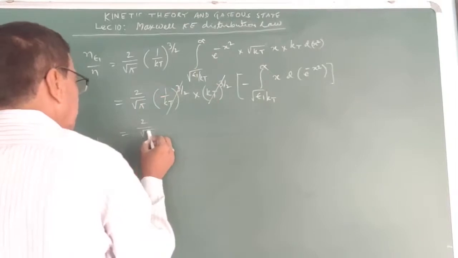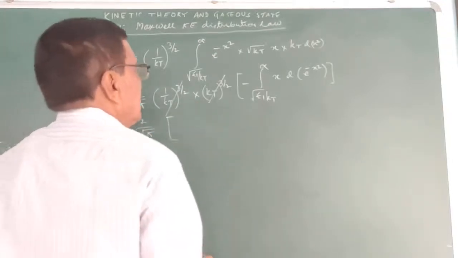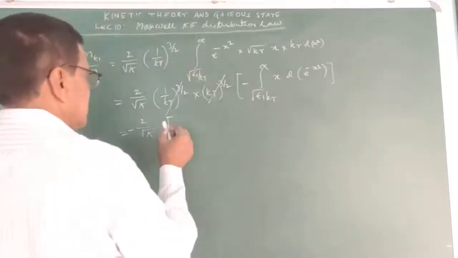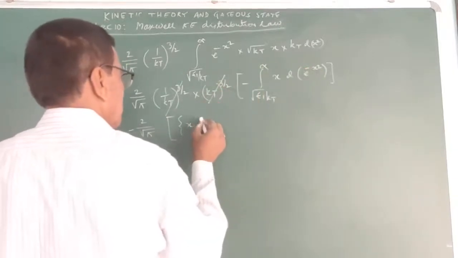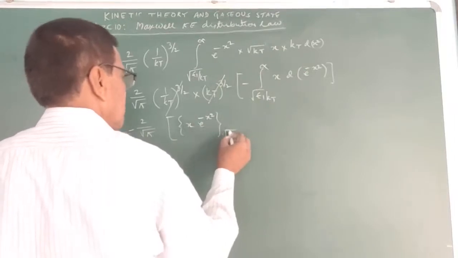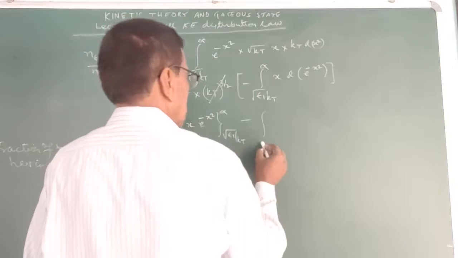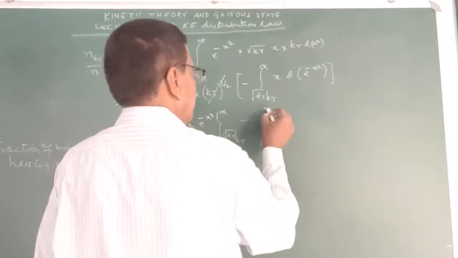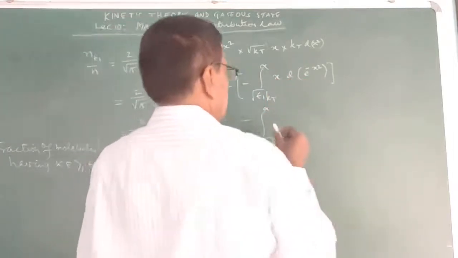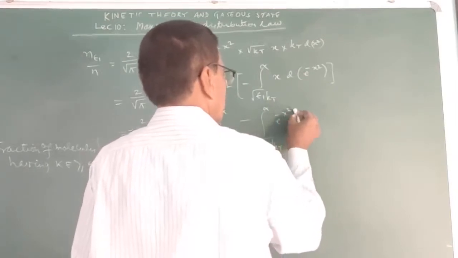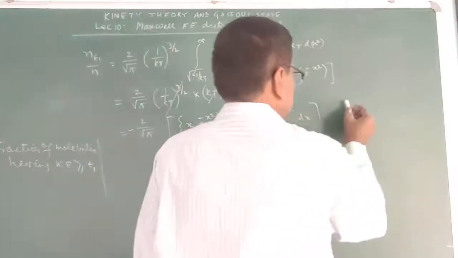So 2 by root over pi, and here minus integration, it is the product of the two variables, and first this x remains the same, and its integration is e to the power minus x square, and the limit is root over epsilon 1 by kT to infinity, and minus integration from root over epsilon 1 by kT to infinity, and differentiation of the first variable, so it is 1, and here this integration, e to the power minus x square dx, third bracket closed.